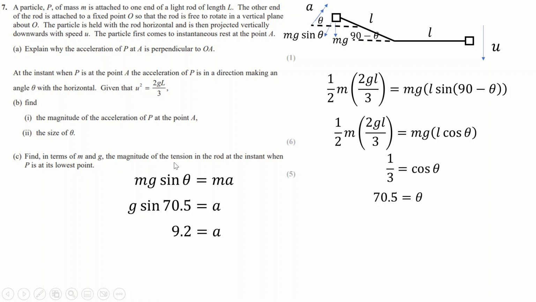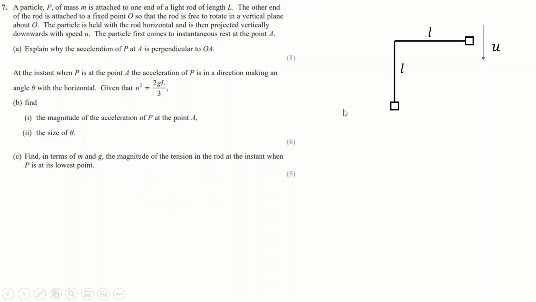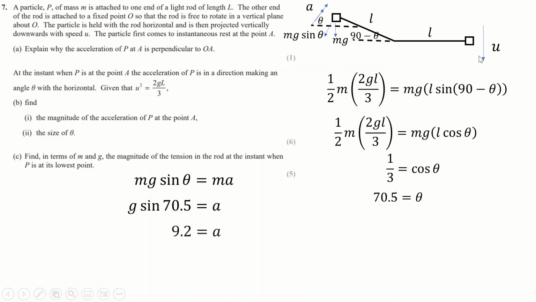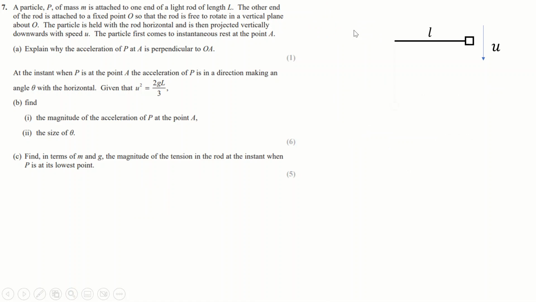Find, in terms of mg, the magnitude of the tension when we're at the lowest point. So this is completely different now. We're at the lowest point, and we want to know the tension in that rod there. I was just thinking why I didn't consider tension earlier, but it's because the acceleration is perpendicular, so it didn't matter for the F equals ma.